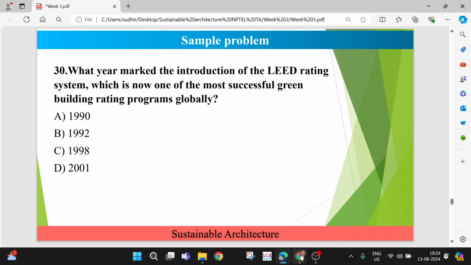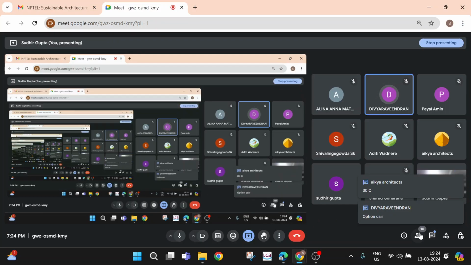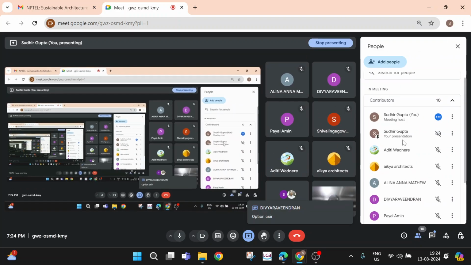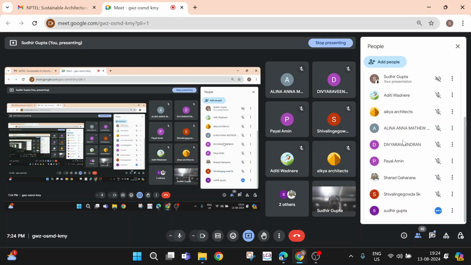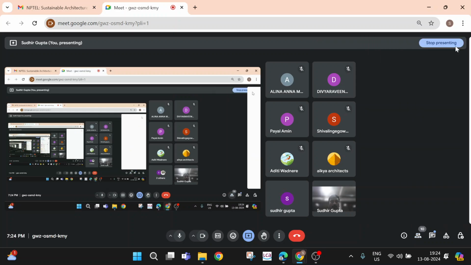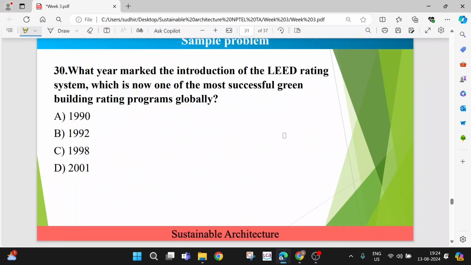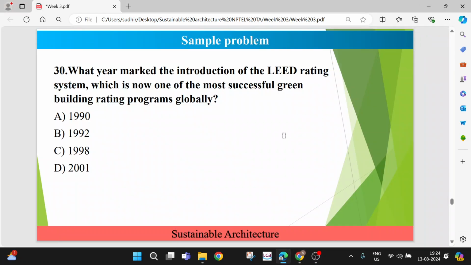Option C, sir. So option C is the right answer for this one. That in the year 1998, the introduction of LEED rating system, which is now one of the most successful green building rating systems globally, was introduced.